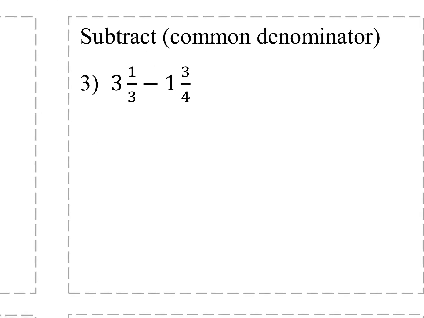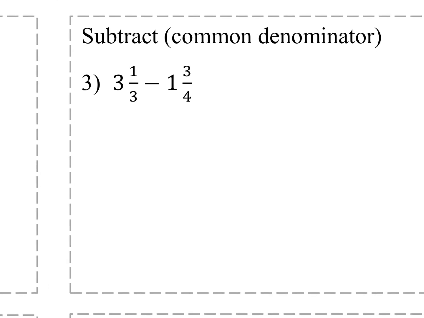On the subtracting, here's an example of where if you separate the numbers and the fractions, you can come into difficulties. So I would recommend just writing them improper and going from there. So 3 1/3, improper: 3 times 3 is 9, plus 1 is 10. 3 1/3 is the same as 10/3. 1 3/4: 1 times 4 is 4, plus 3 is 7. That's the same as 7/4.